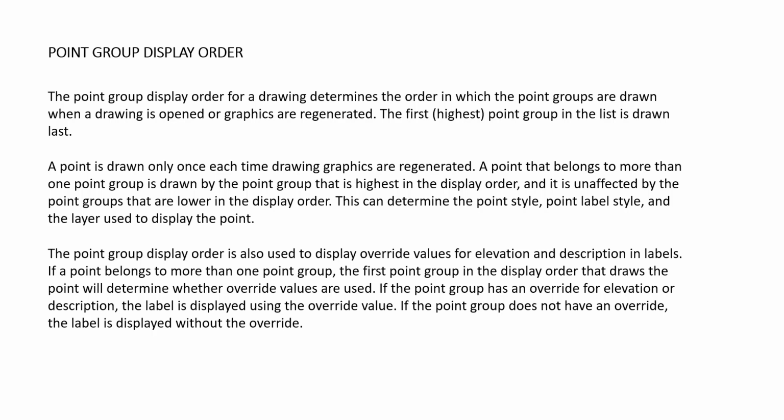The point group display order is also used to display override values for elevation and descriptions and labels. If a point belongs to one or more point groups, the first point group in the display order that draws a point will determine whether override values are used. If the point group has an override value for elevation or description, the label is displayed using the override value. If the point group does not have an override, the label is displayed without the override.